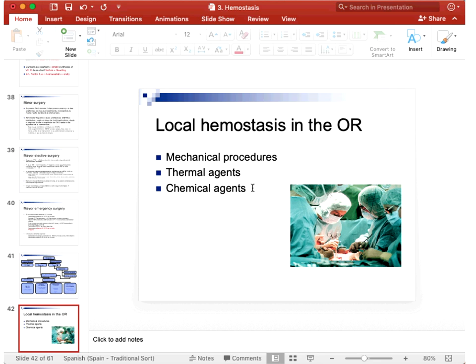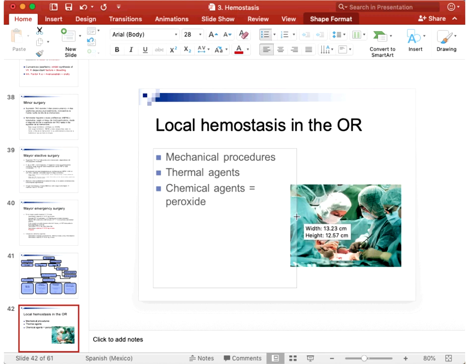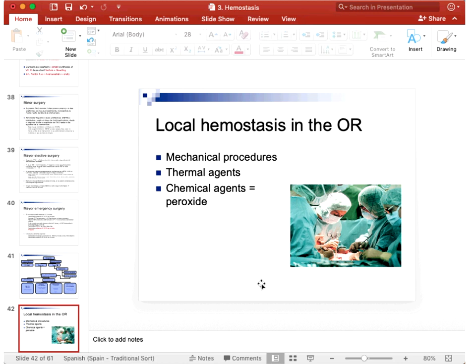One chemical agent that is very useful and it's going to be very handy on your social service is the peroxide. When you press a gauze full in peroxide, that's a chemical agent that will produce vasoconstriction and the bleeding will stop. That, of course, if you don't see any vessel that is ruptured. But if you have a vessel that is ruptured, you need to make your sutures.